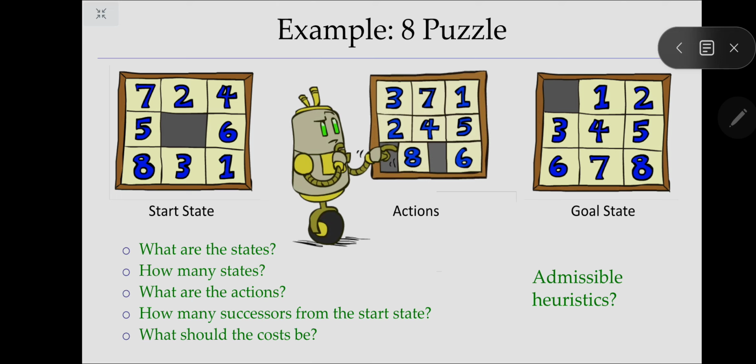In 8 puzzle, you have different tiles with different numbers, and you should sort them to a goal state. In reality, the tiles are locked together. When the tiles are locked together, you cannot detach them.